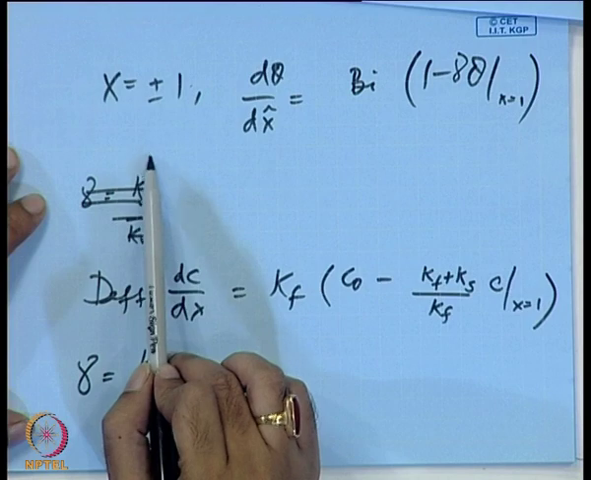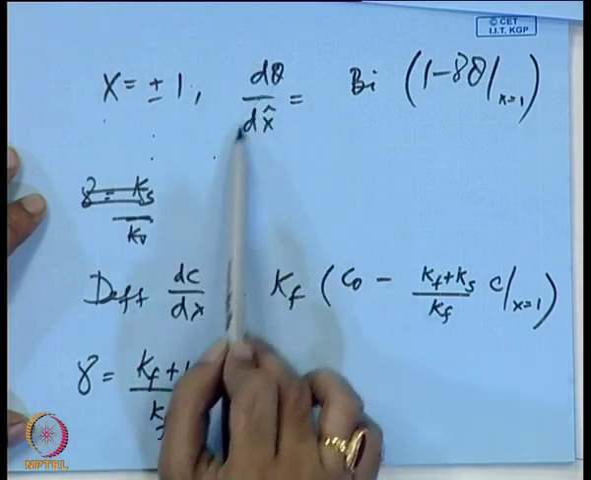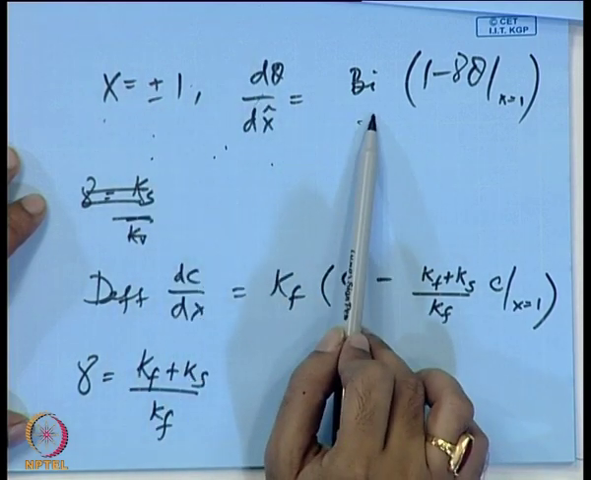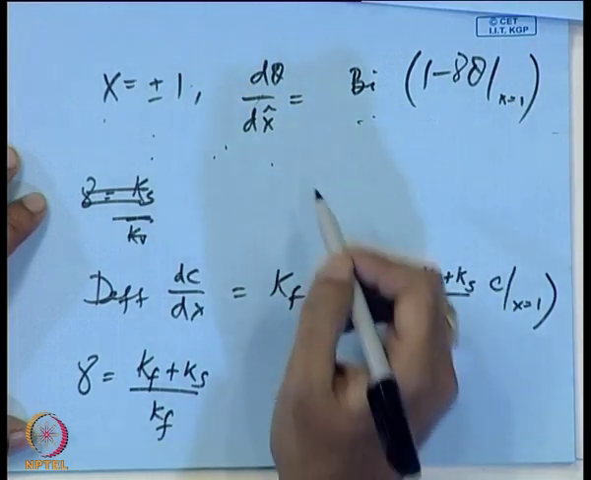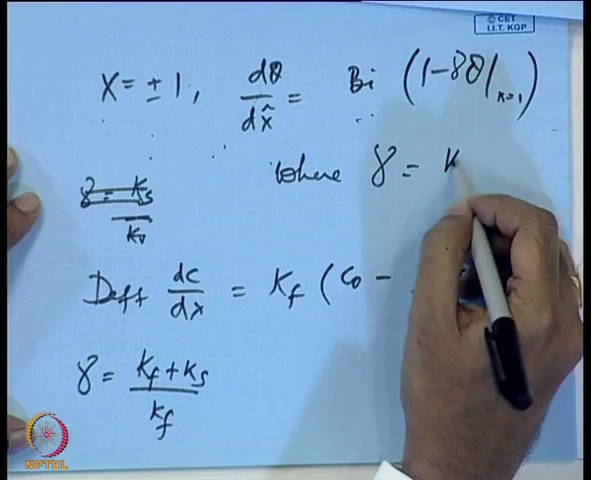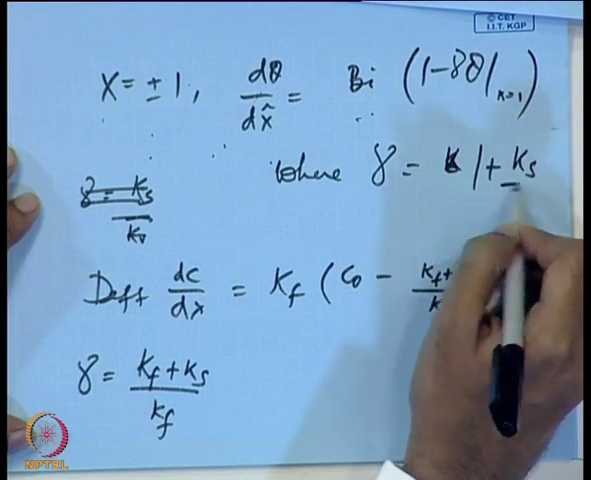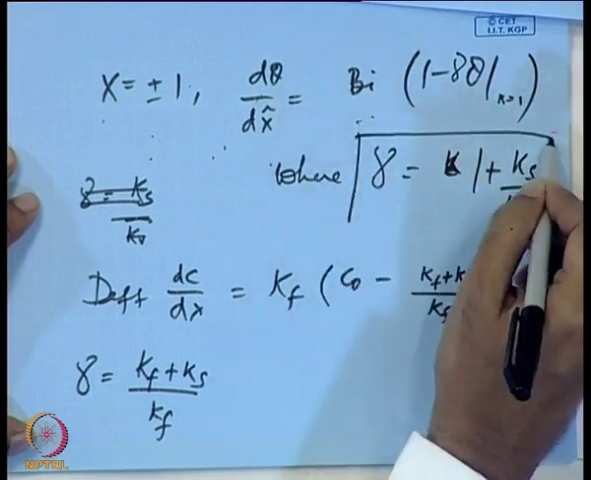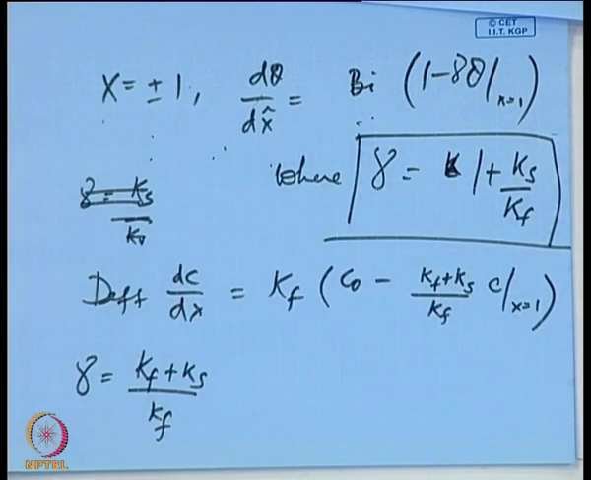So in dimensionless coordinates, at x hat equals plus minus 1, del theta del x hat is Biot number times 1 minus gamma theta, where gamma is 1 plus Ks over Kf. Yeah. So that would not change your solution or any of these things, just the boundary condition would be slightly altered. As a result, your constant would be slightly altered, but otherwise it would not change anything else. Okay.